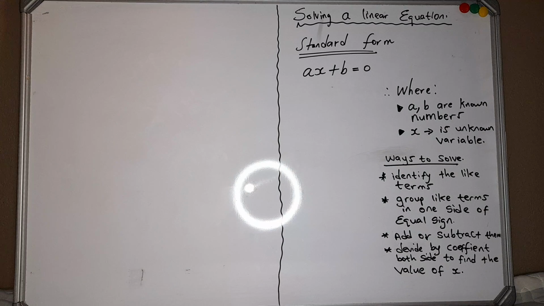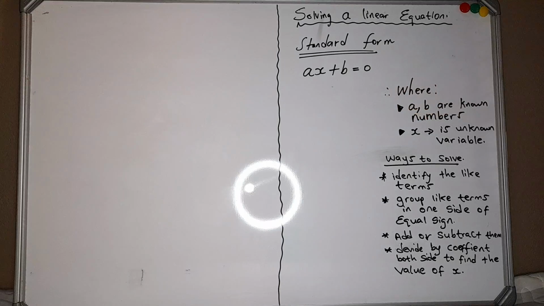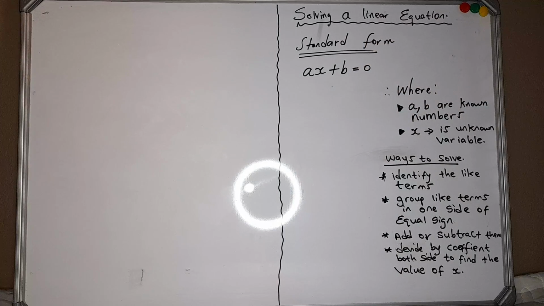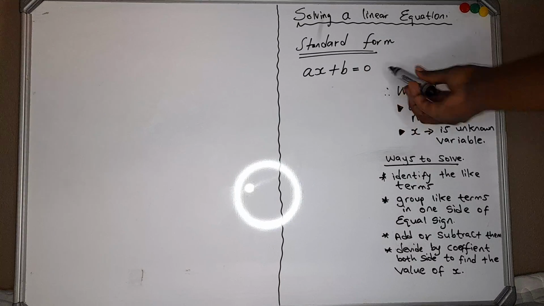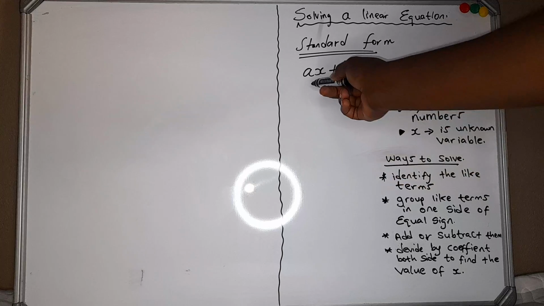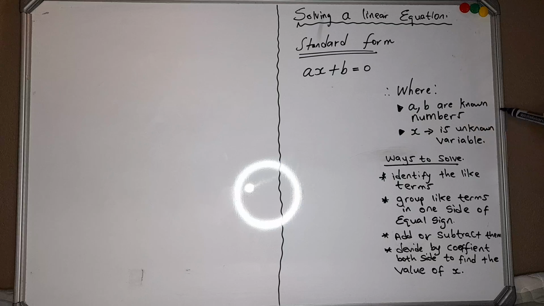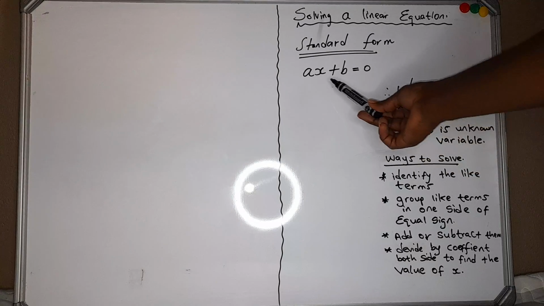First we must check the standard form of a linear equation, which is ax plus b equals 0. This is the form of a linear equation where x contains only one degree of exponent, and a and b are known numbers.